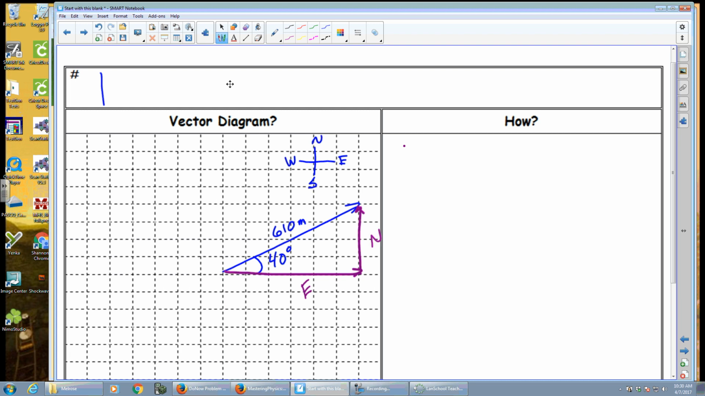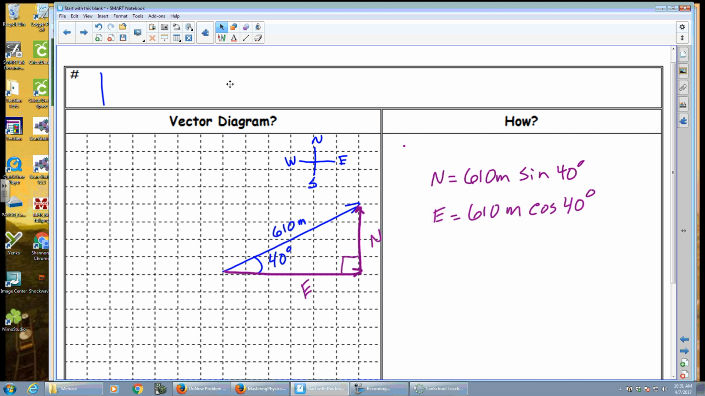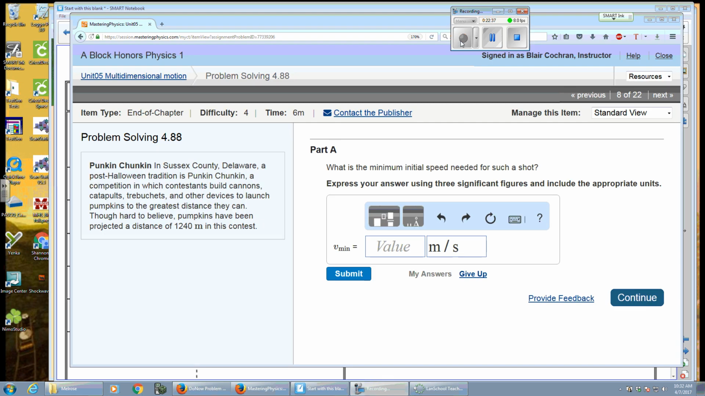Remember, you don't have to be working on this one with me, but be quiet enough that other people can. So north would equal, of course, 610 meters sine 40 degrees, and east would equal 610 meters cosine 40 degrees. All done. That's A and B. All done. I mean, it's easy if you know what you're doing.